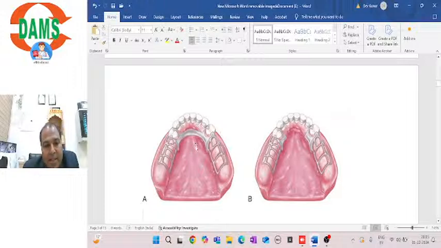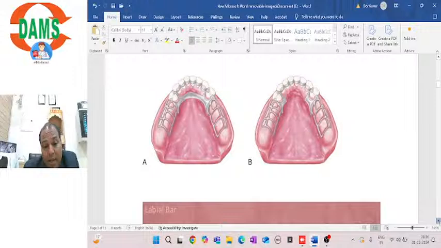And one more scientist came who removed the lingual bar from this, and it was known as the cingulum bar. Again, the modification of the double Kennedy's bar or double lingual bar, or continuous clasp. It is also known as continuous clasp, this one. So I hope it is clear. I hope, see, the pictures are important, right? Anything can be asked.